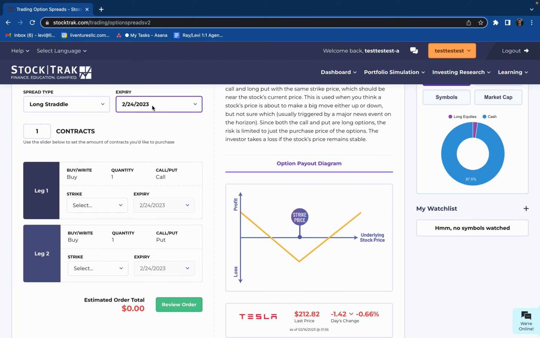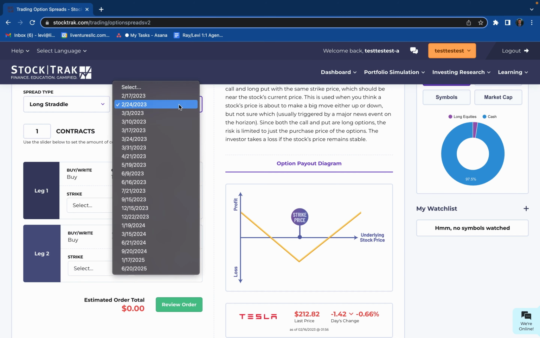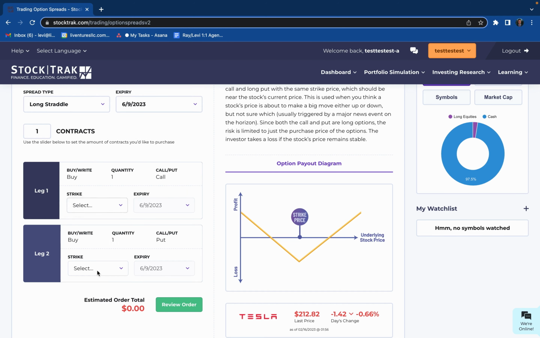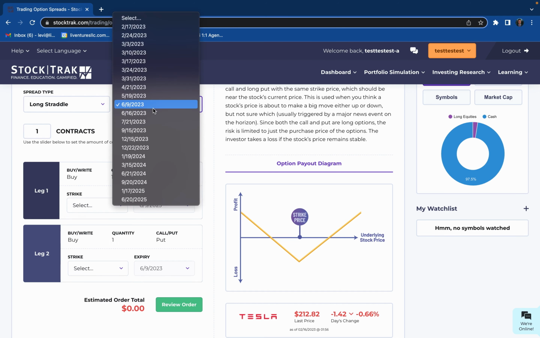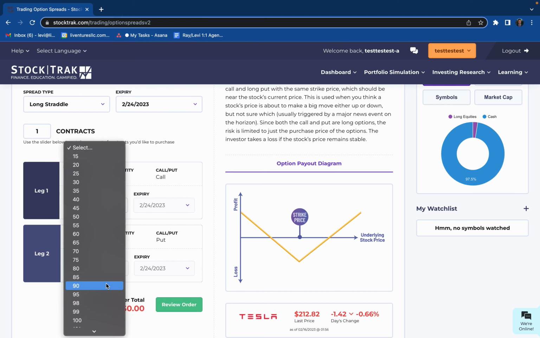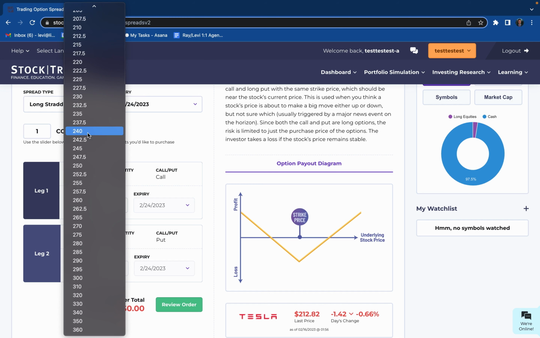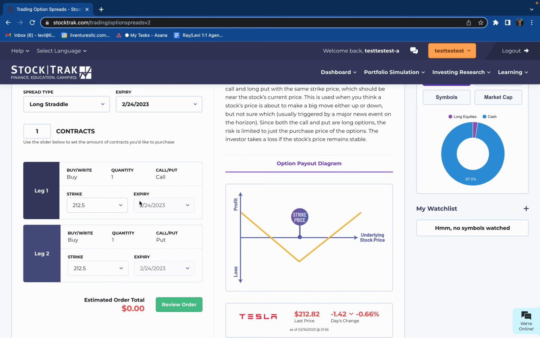You can see that if I select a near-term expiry date, I have plenty of different options. Whereas if I select a date too far in the future, I won't have hardly any options. So go back to 2/24 and we'll select a strike price near the current price of 212.82. So I'll select 212.50 here and here. So automatically it will select the same strike price on leg 1 and leg 2.